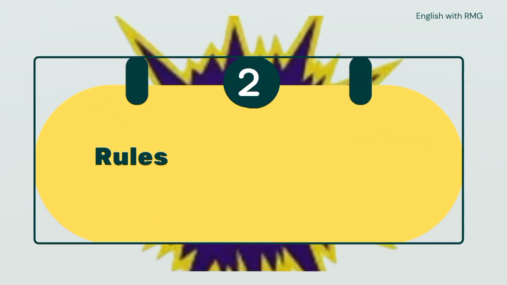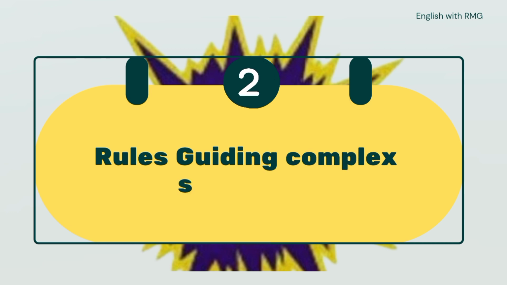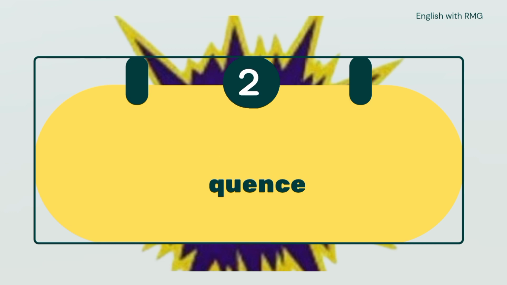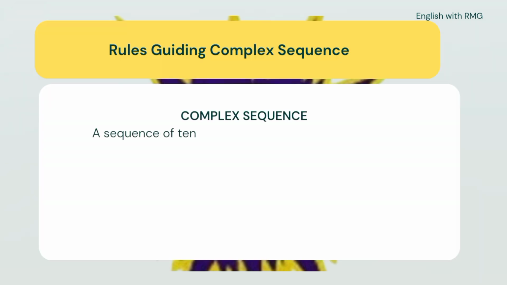So let's move on to the next rule, which is rule 2. Rule 2, rules guiding complex sequence. That is, when we have a sequence that is different from the sequence that we've discussed earlier, and then we say that, oh, this is a complex sequence. How do we answer the question? So first, what is a complex sequence?